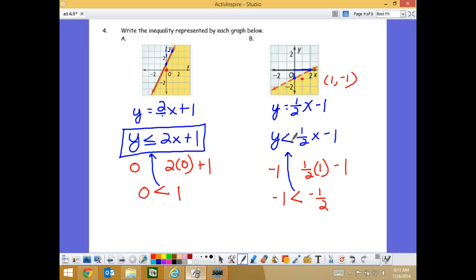Then we determine whether it should be just less than or less than or equal to. And since our boundary line is a dashed line, it's not a solution, so therefore we should just leave it less than and not less than or equal to.